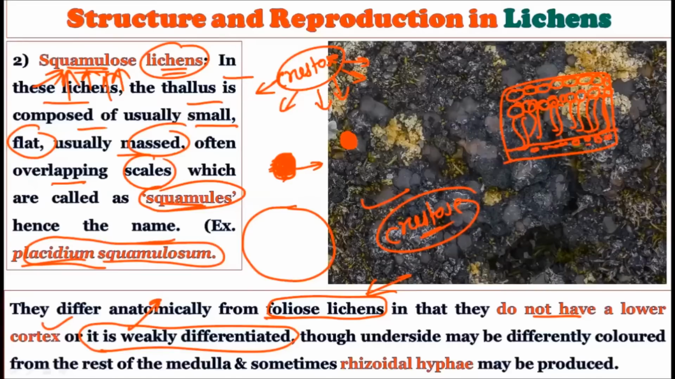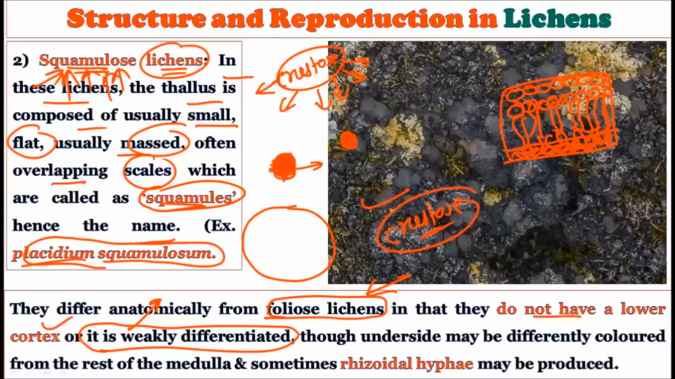But what does Squamulose lichen show? They do not show the clear differentiation between the medulla and the lower cortex. That means there is a portion, but it is not differentiated, and that is why you can consider the Squamulose lichen a little more advanced as compared to the Crustose lichen, but they are still lacking behind the Foliose lichen or the Fruticose lichen. So the lower cortex is absent, but sometimes it is weakly differentiated.